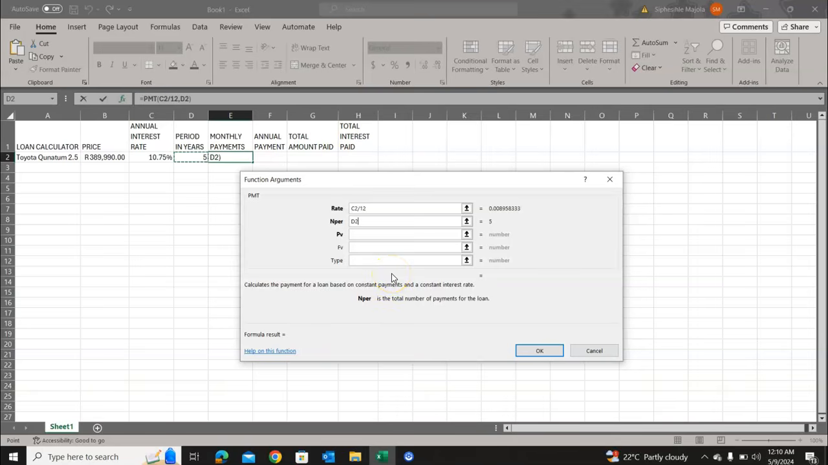But again, we come back to say we are doing our monthly payments. We've been given 5 years, but we want to convert these years into months. So what we are then going to do is take the 5 years of the loan and multiply it by 12. What you're trying to do here is to convert the years to months. We would say 5 years times 12, which gives 60 months.